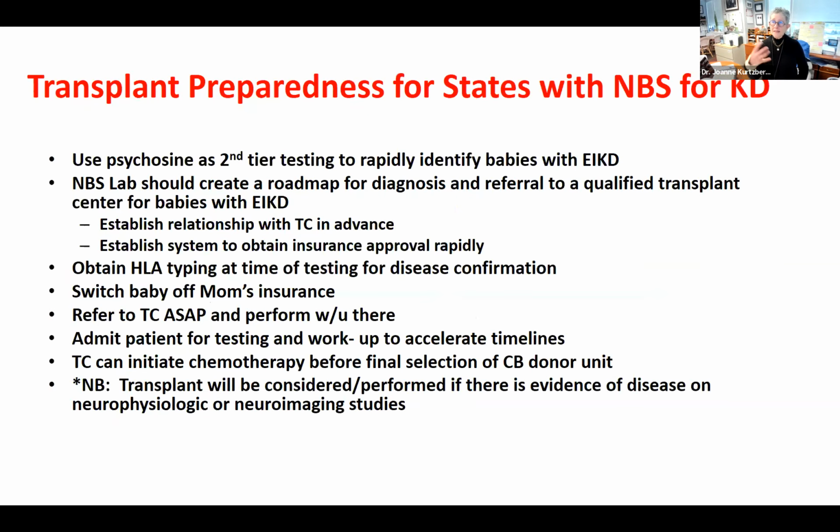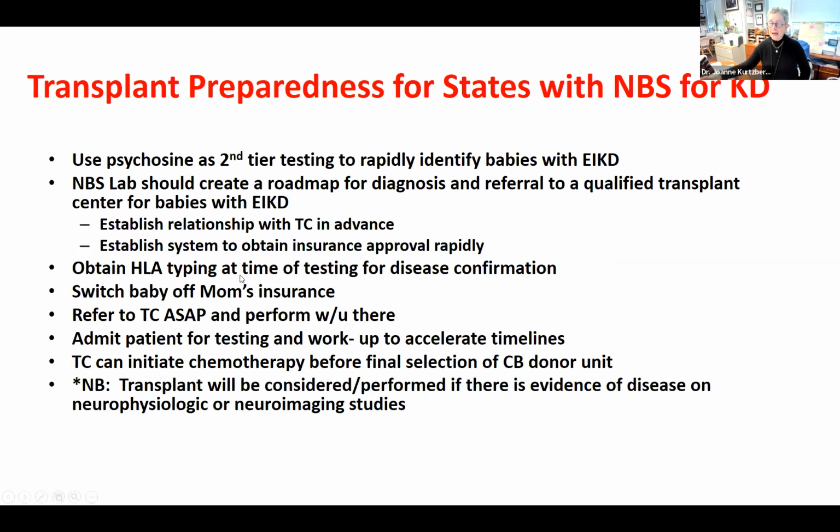Now, ways to help enable this are to use psychosine as second-tier testing in all newborn screening laboratories, and having the labs create a roadmap for diagnosis and referral to a partner transplant center so that it's established ahead of time and you don't have to worry about making that happen in the moment. Establishing systems to obtain insurance approval rapidly. Babies are generally on their mom's policy for the first 30 days of age, but they have to be on their own policy to get a transplant approval.